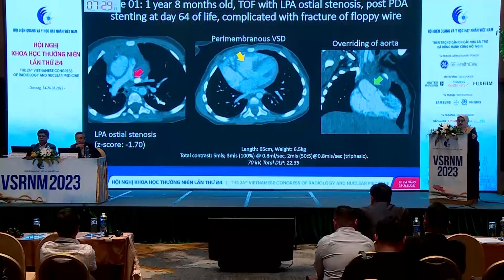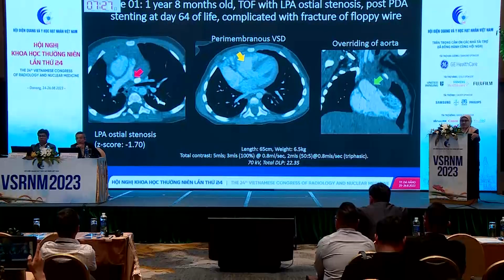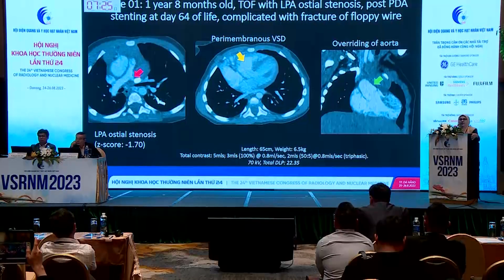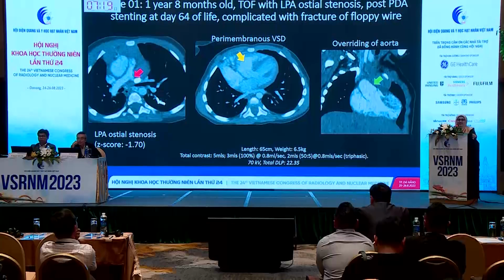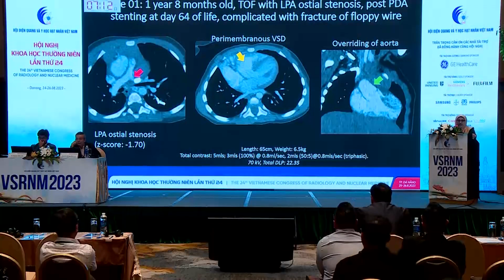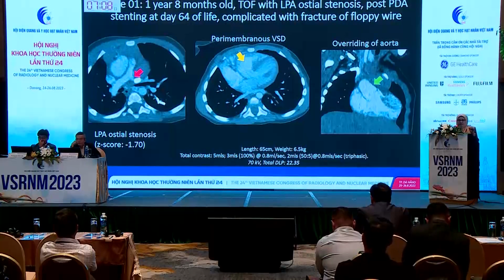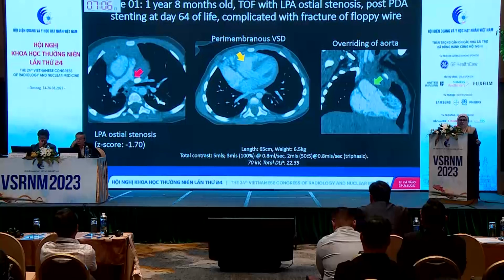So I'll go to case review. This is case number 1. The patient is 1 year 8 months old with TOF, that is tetralogy of Fallot, with LPA, left pulmonary artery, ostial stenosis, post PDA stenting at day 64 of life. It was complicated by fracture of a floppy wire during the assessment related to the right heart. This was done by the pediatric cardiologist.